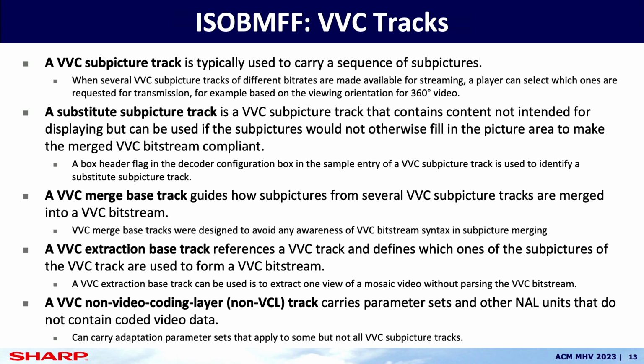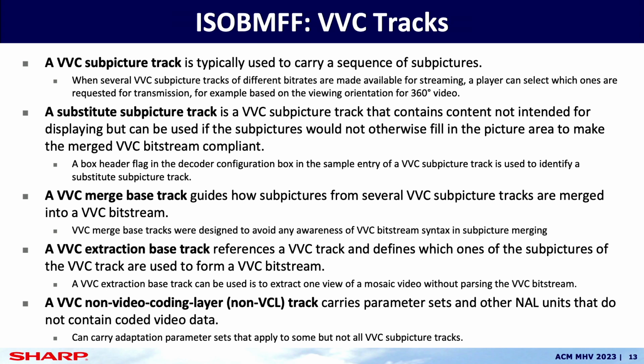The first is a VVC sub-picture track, which basically is a sequence of sub-pictures. The next is a very special case called substitute sub-picture track. So you can have these arrangements of different resolutions being used for immersive streaming, and you might end up with a case where you have a hole, but the entire thing still has to be a rectangular overall picture. And if you have an area which is not used, you can designate it as a substitute sub-picture, which is basically like a dummy empty sub-picture.